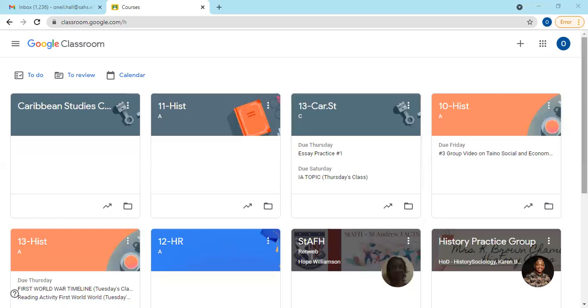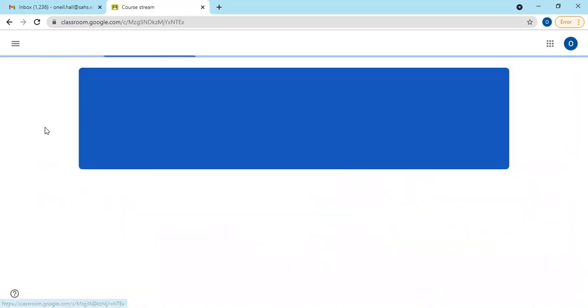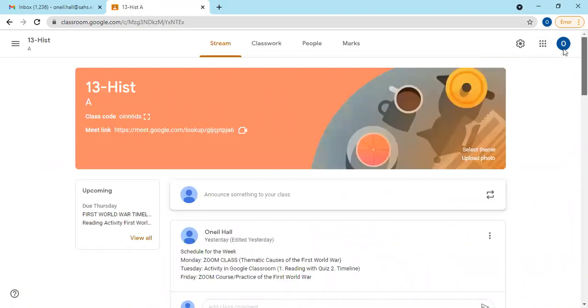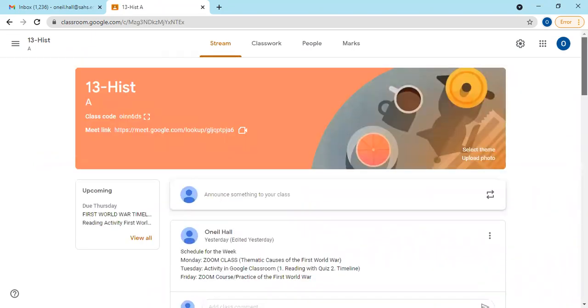In the Google Classroom, you'll realize where it is. Share screen. For Tuesday's class, you have quite a lot of activity to do. We're not having a Zoom class, but you have asynchronous activity, quite a lot of stuff to do on Tuesday.